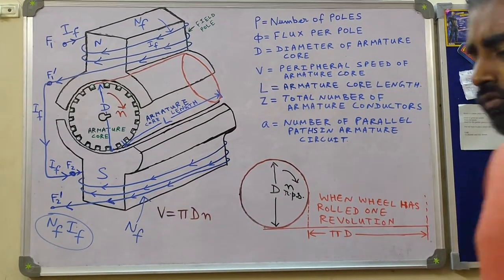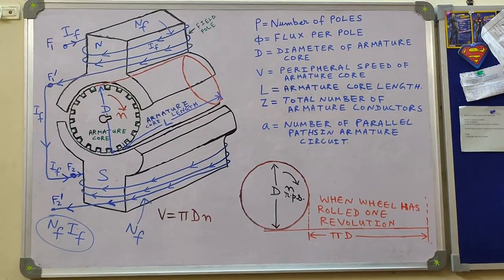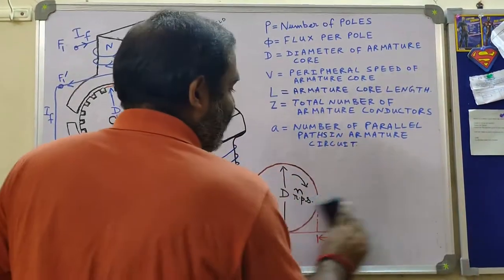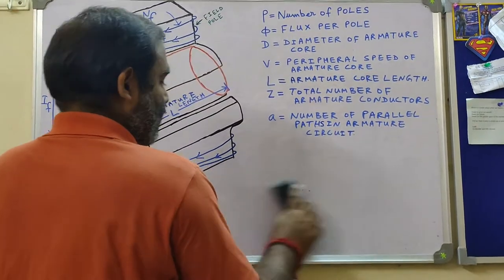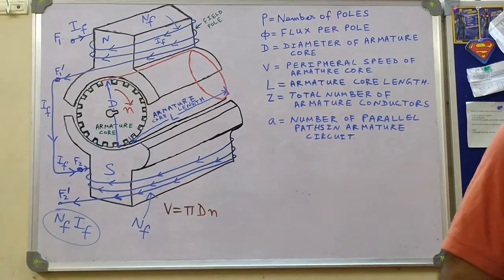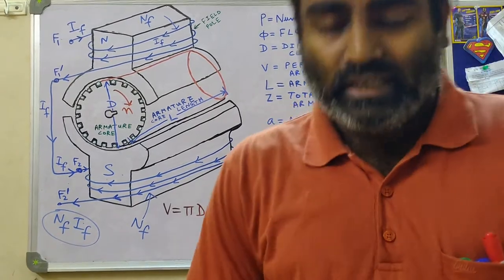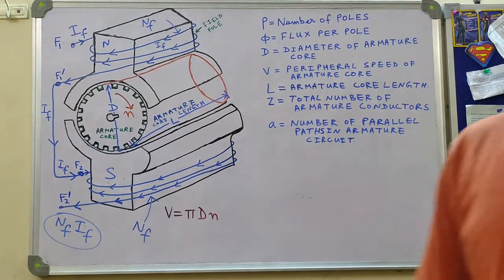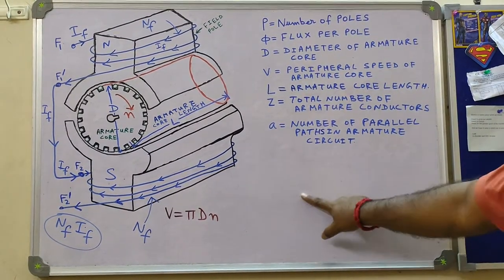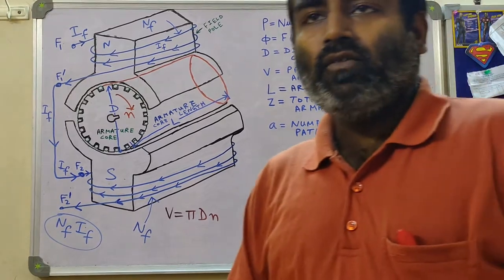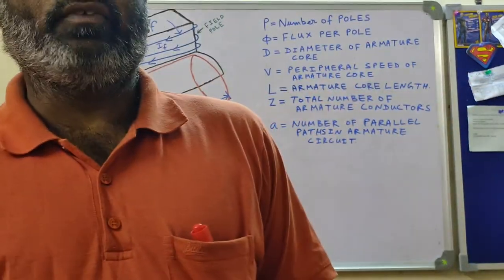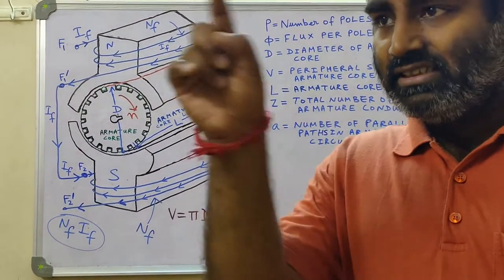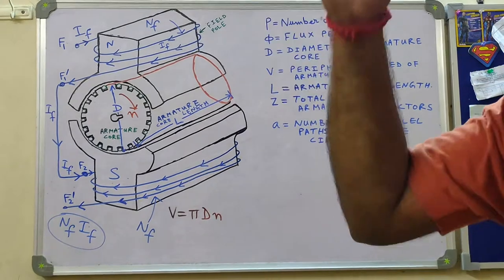Okay, now let's try to find the expression of induced EMF in the armature conductors. Before we find the expression of induced EMF in the armature conductors, let us make ourselves very clear regarding one thing. What is that? What is the number of conductors which are connected in series? See, if there are Z number of armature conductors and the number of parallel paths is A, and someone asks you what is the number of conductors in each path, you see the total number of conductors is Z and there are A number of parallel paths.